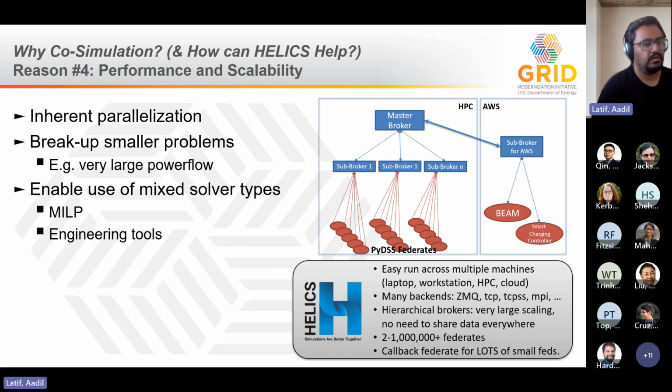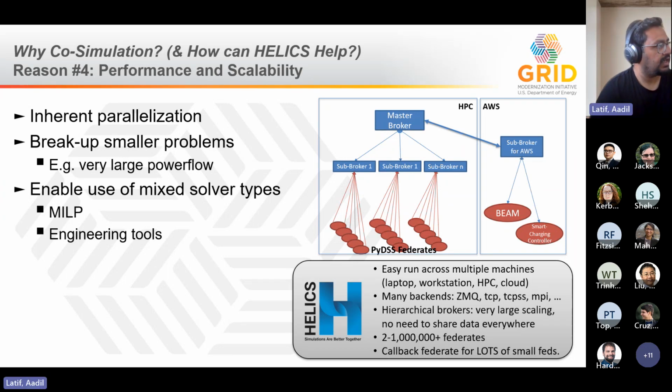All right, one final piece. Another benefit of using a co-simulation framework like Helix is performance and scalability, right? Scalability, we've already talked about. Helix was built to be scalable, to be able to co-simulate over 1 million federates, right? And each federate we assume to be a simulator. That might be a single equation, that might be the complete simulator altogether, right?